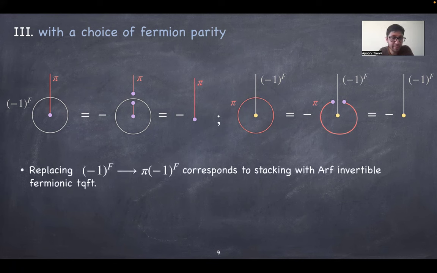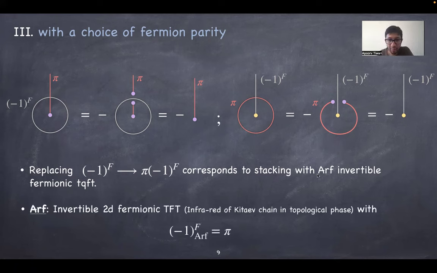Now, given some super fusion category with all this data and a certain choice of fermion parity, one can always define another category where the line that implements fermion parity is exchanged with pi times that line. And this corresponds to stacking the Arf invertible TQFT on the theory that we are studying.